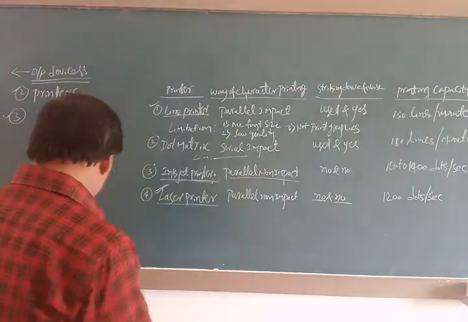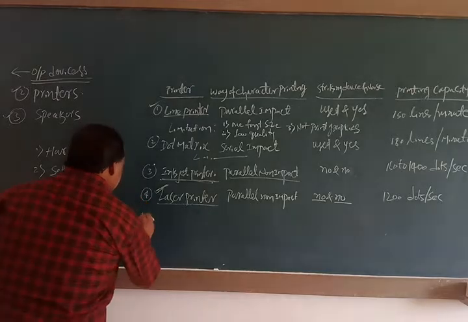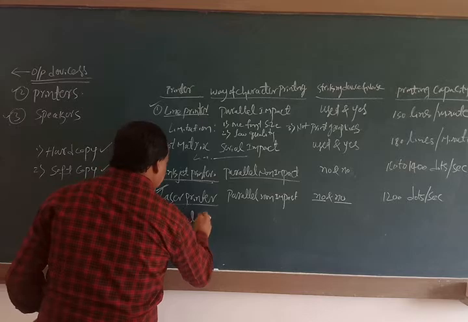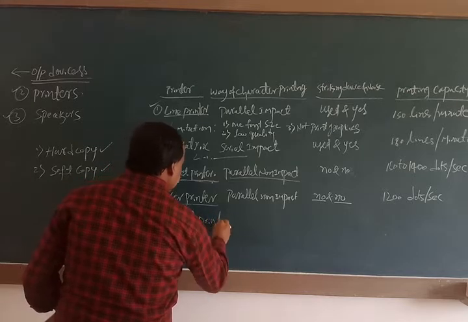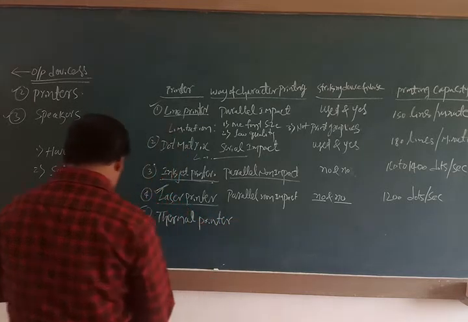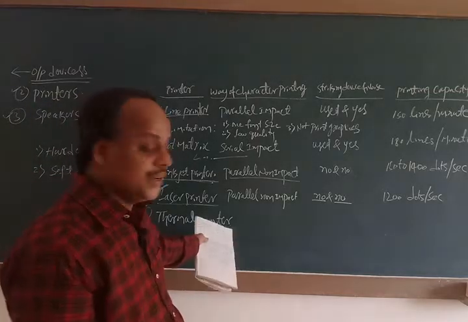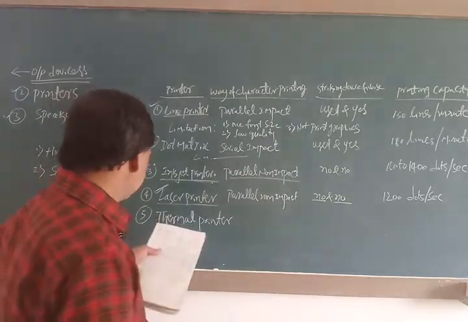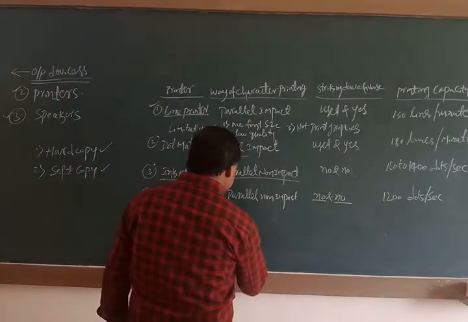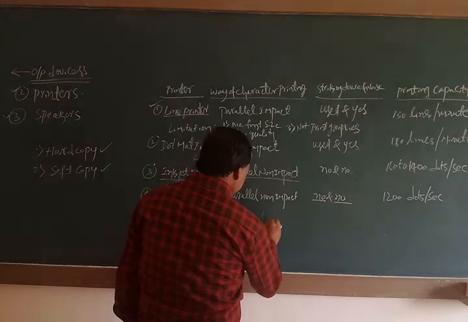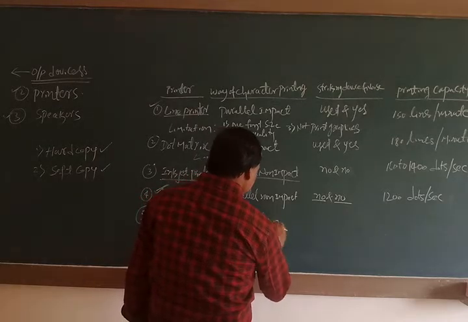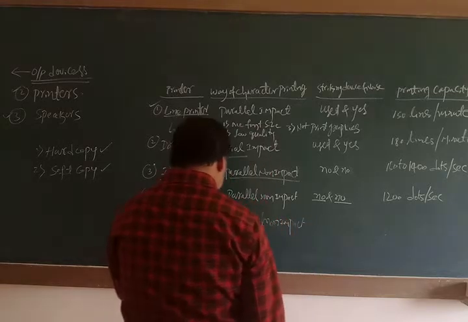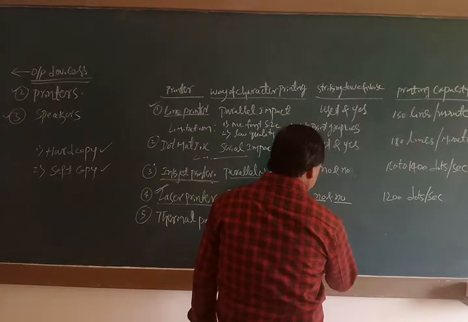And the next one, the fifth and last one, is the thermal printer. How does it work? The way of character printing in thermal is serial non-impact. Serial non-impact. And here also there is no striking device and there is no sound.